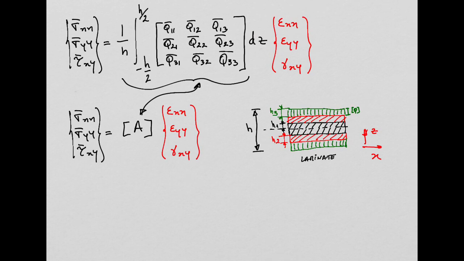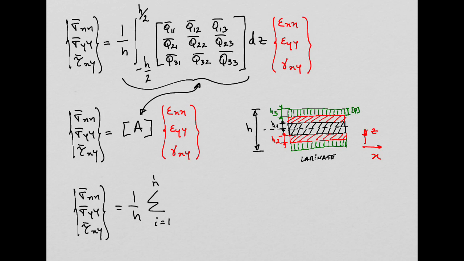And then I can in fact transform this integral into a summation over the number of plies I have in my laminate. Then I can say the stresses are going to be equal to 1 over h, summation, where this n is the number of plies in the laminate. I will write it like this.